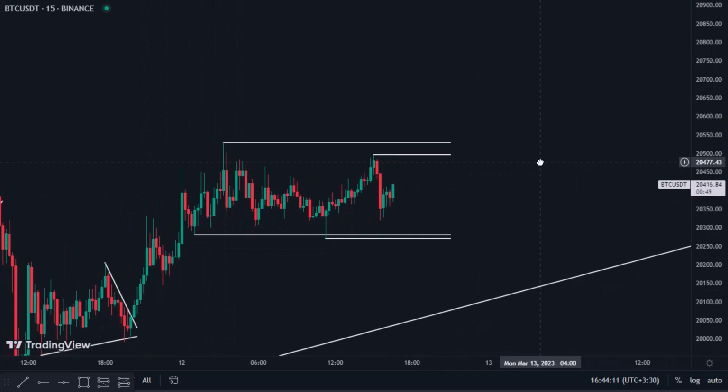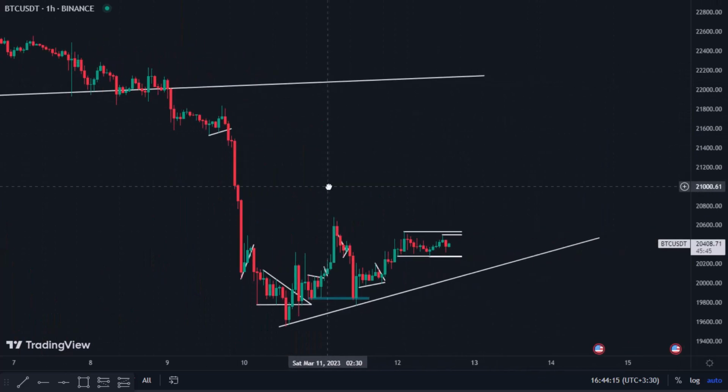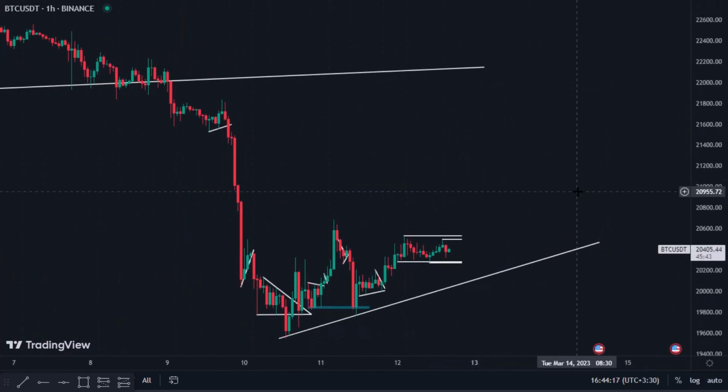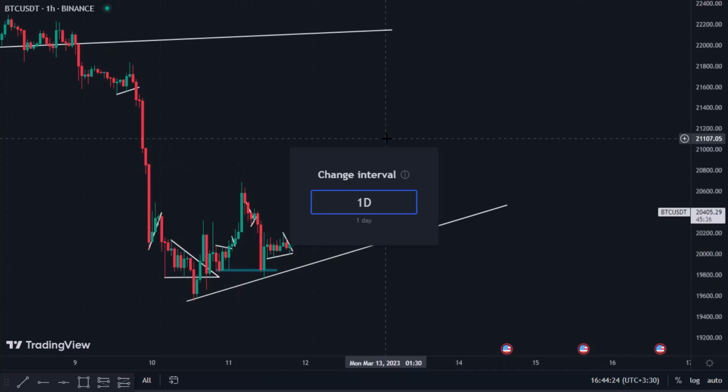That's about the 15-minute time frame. Let's switch to the 1 hour time frame, where we have this trend line. With the break of that trend line, we can go for sell positions. And actually, let me switch to the daily time frame.